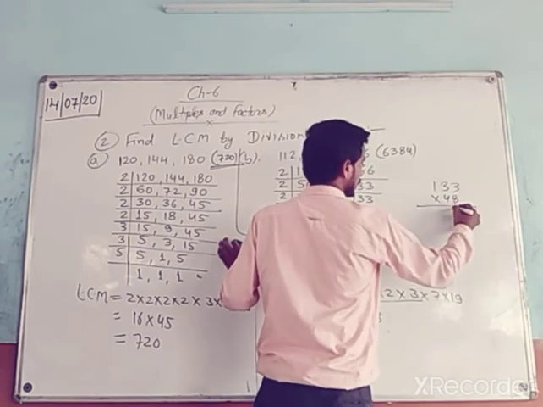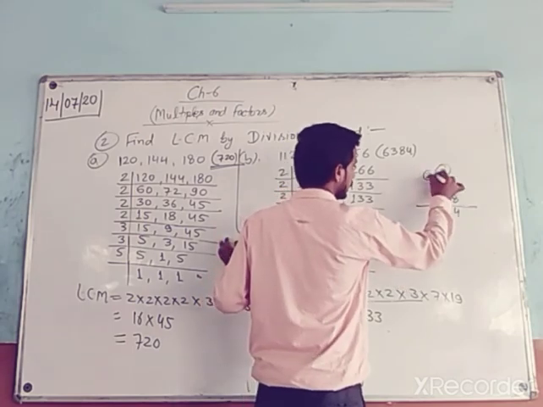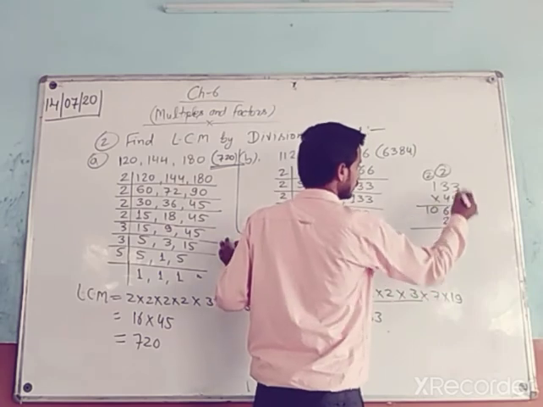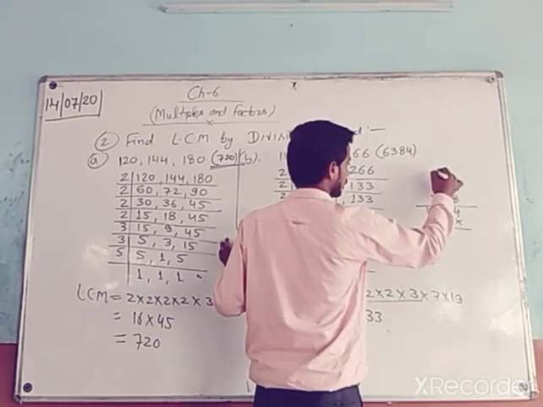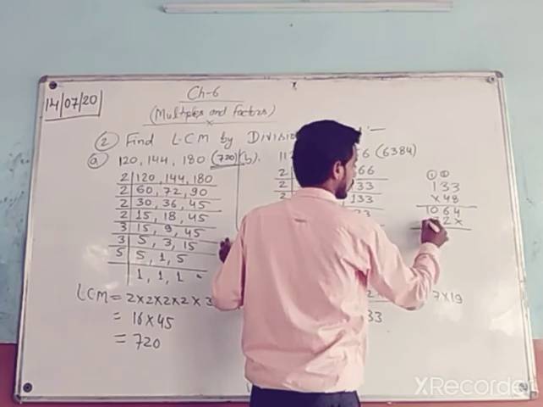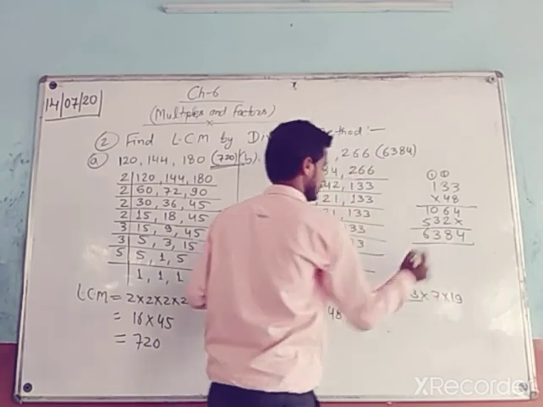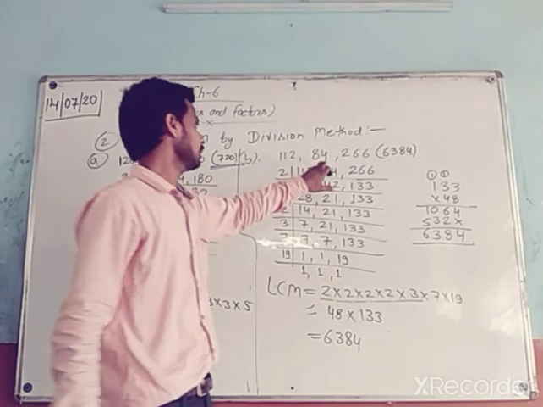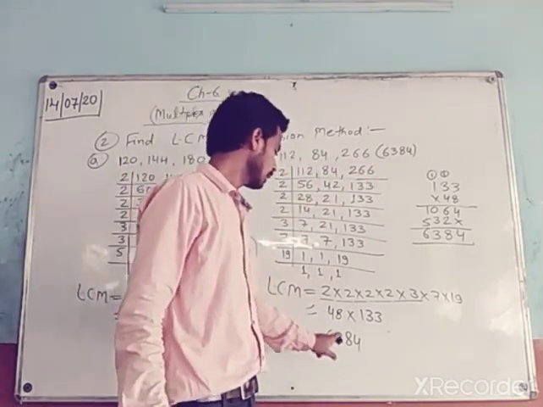8 3s are 24, carry 2. 8 3s are 24 plus 2, 26. Again carry 2. 8 1 is 8 plus 2, 10. Now 4 3s are 12, carry 1. 4 3s are 12 plus 1, 13. Carry 1. 4 1 is 4 plus 1, 5. Now 4, 8, 3, 6. So the LCM of 112, 84 and 266 is 6384.